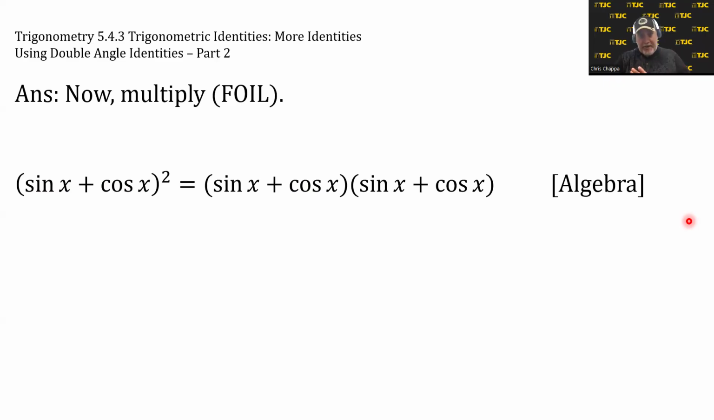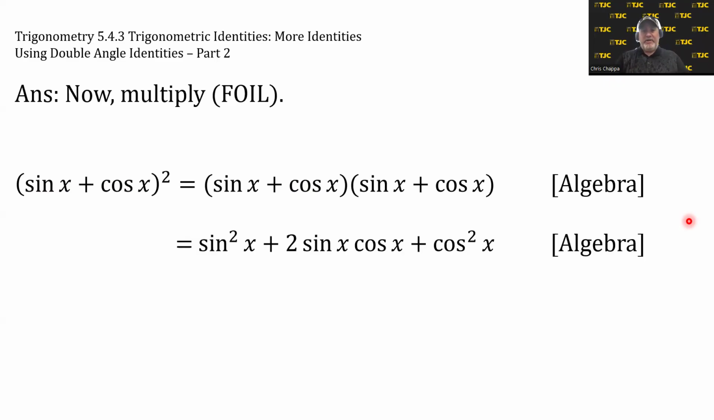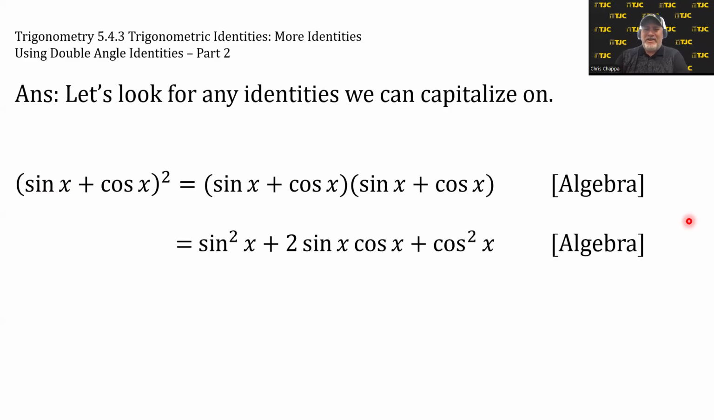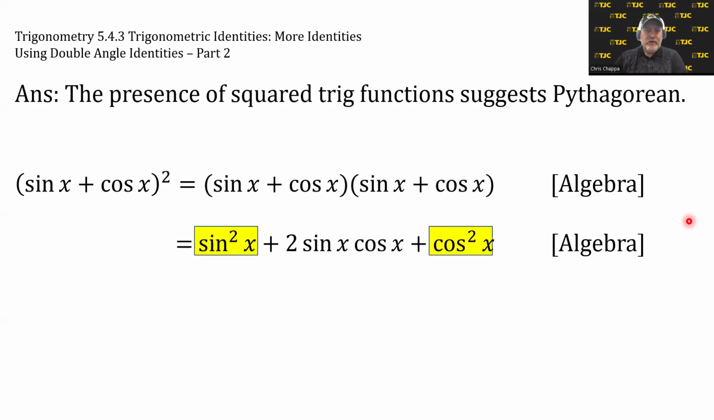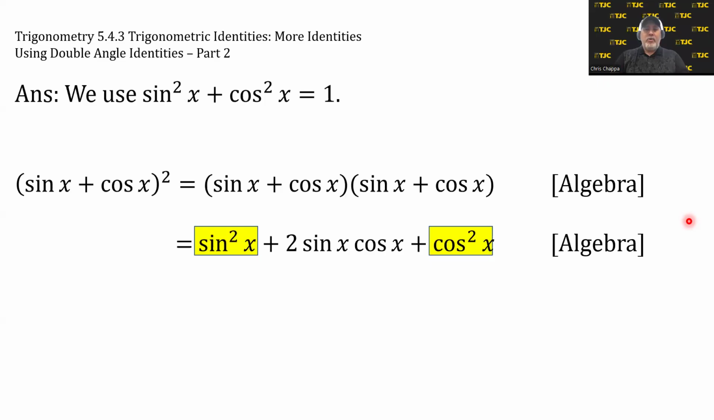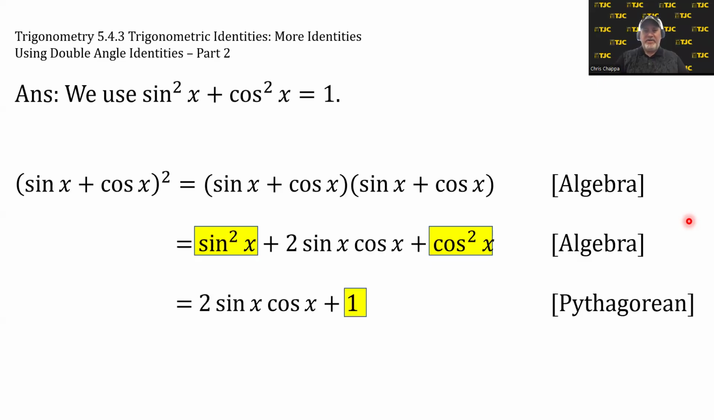If you carefully do that, pause the video if you need to, you should get sine squared of x plus 2 sine of x cosine of x plus cosine squared of x. So far we've just done algebra. Let's look for any identities we can capitalize on. The presence of squared trig functions suggests Pythagorean identities. In this case, we have a sine squared plus a cosine squared, and that's clearly equal to 1. So let's change the parts highlighted in yellow to just a plus 1 at the end, using a Pythagorean identity. And now we have 2 sine x cosine x plus 1.